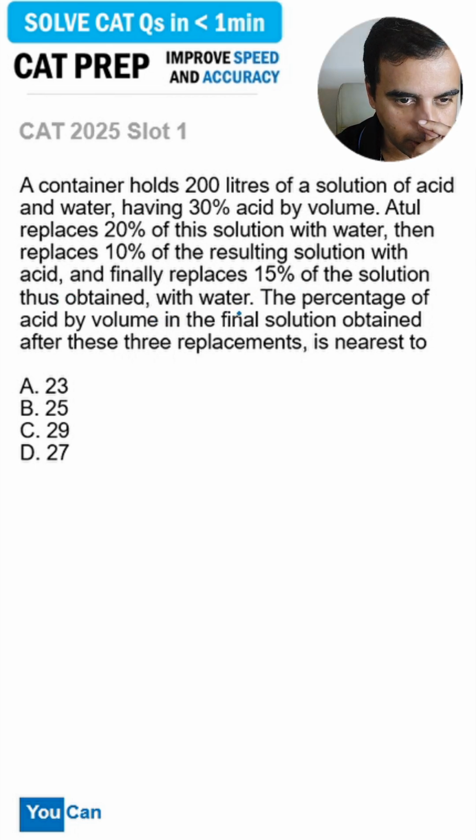So he's doing three sets of transactions, replacing 20%, 10% and 15%, and the replacement liquids are alternating each of the times. The percentage of the acid by volume in the final solution. So all you require to find is the percentage of the acid by volume in the final solution after these replacements, and he's given the options.